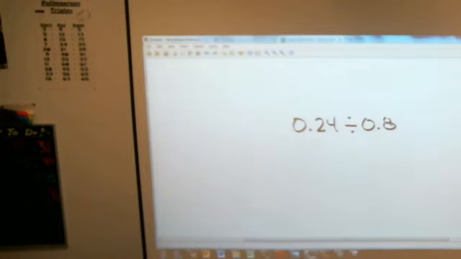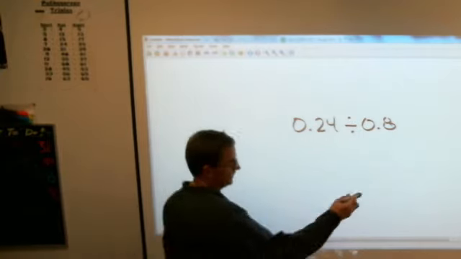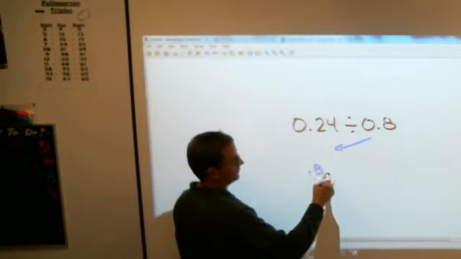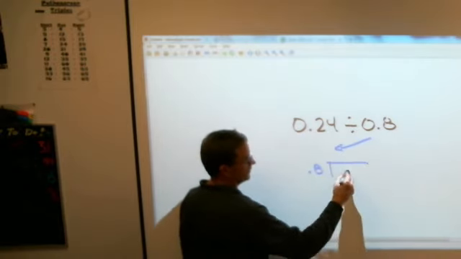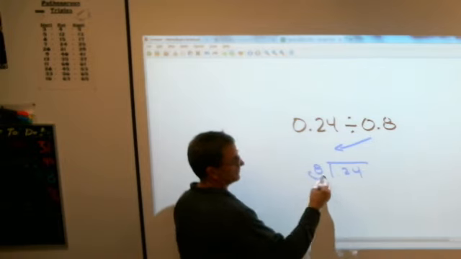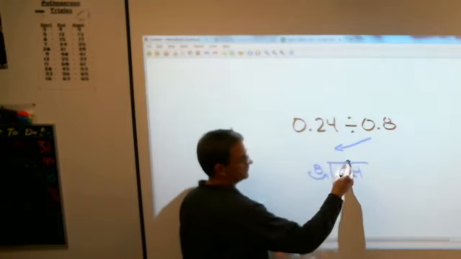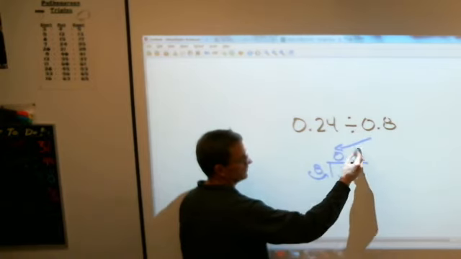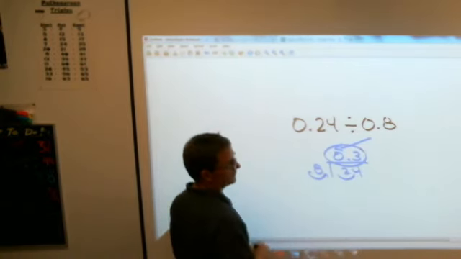Well, should have been done, and then we ended up with, Charlie, what did you say? 23. I don't know, let's check and see. Remember what happens, these flip-flop places, right? So 0.8 should go here, and the 0.24 goes there. I need that decimal, I move it, it comes straight up. 8 doesn't go into 2, but it does go into 24 3 times.